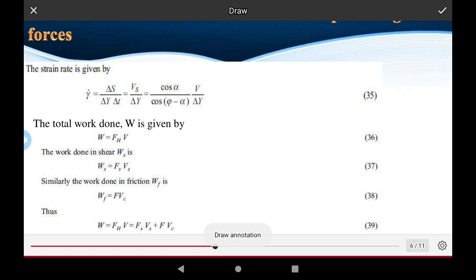And the shear strain rate is given by the shear strain upon the shear stress, Vs upon Vy. The Vs is cos alpha upon sin phi cos(phi minus alpha). So the given value is V upon delta V, delta shear strain. Take this further to the work done. Find the work of the force. F is equal to the horizontal force into velocity.